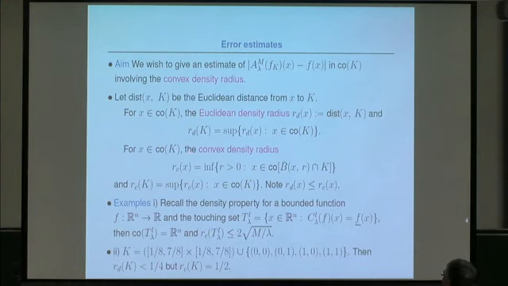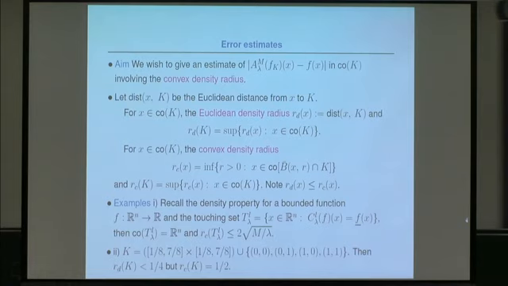And we define the convex density radius as the radius such that x can be represented by a convex combination of points in K whose distance to x is less than or equal to r. So this is the convex radius. This is bigger than the Euclidean distance.